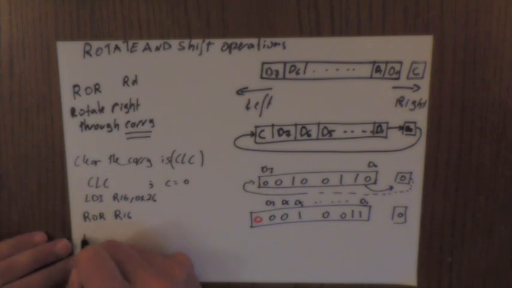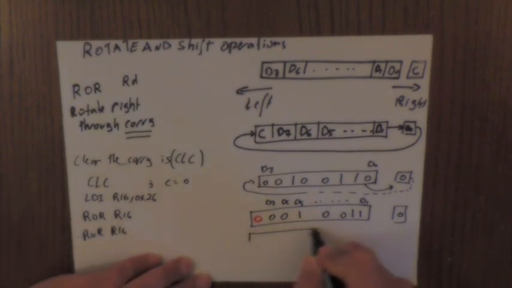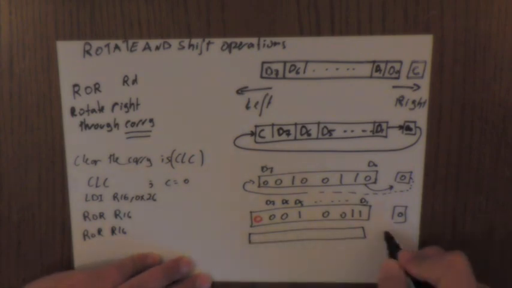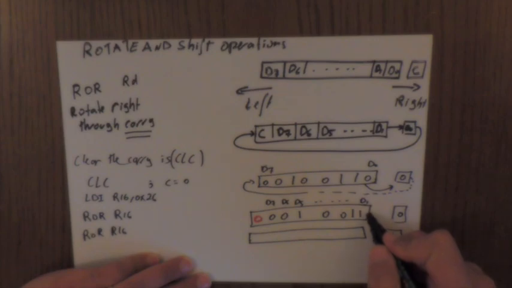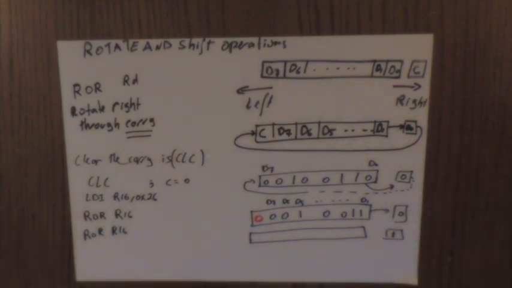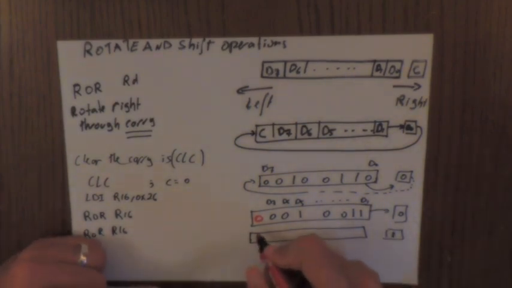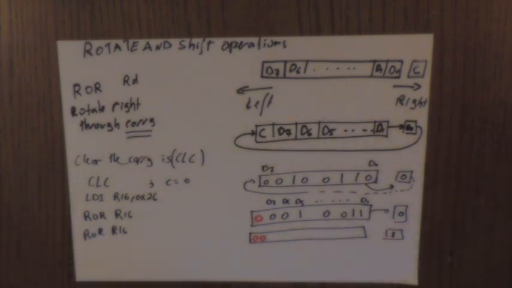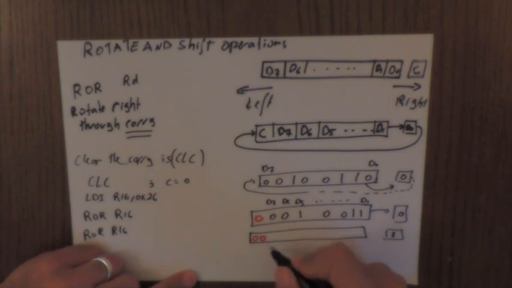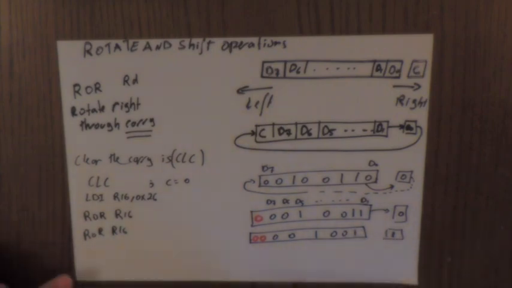What happens if we do another ROR R16? Now the carry will be 1 because this bit goes here, and then we will have 2 zeros that came from carry, and then we have 0, 0, 1, 0, 0, 1.